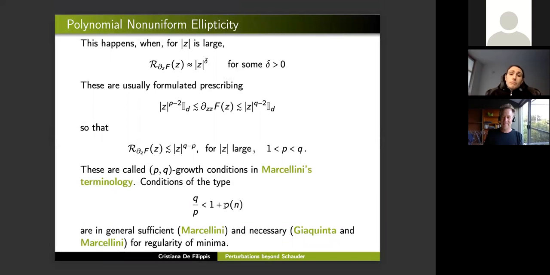Now, what happens in the case of polynomial non-uniform ellipticity, which means that the ellipticity ratio behaves as a power? Here we can introduce the terminology of Marcellini and consider integrands with ellipticity described by means of two different powers, p and q, in such a way that the only bound that we can provide on the ellipticity ratio is |z|^(q-p), which blows up in the interesting case for us, which is the one when q is larger than p.